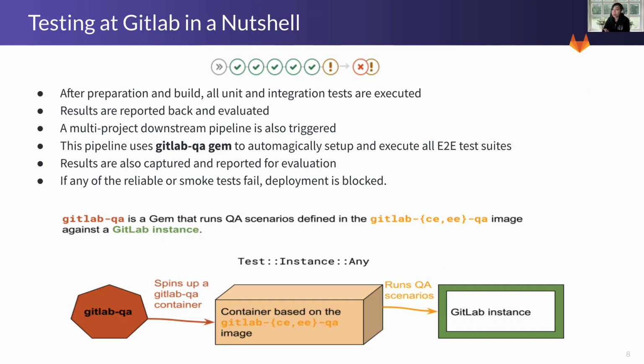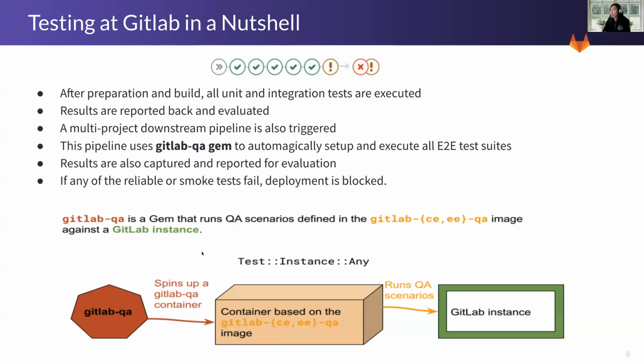And then at the end, you will see where the exclamation mark is. That's where we trigger a job called package and QA, which uses the GitLab QA gem in a downstream pipeline, and then automatically does all the setup, runs all the tests, and reports back the results for us. We also have a smoke and reliable test suite, and if any of these fail, we will block deployment. It won't be allowed to be released into production.